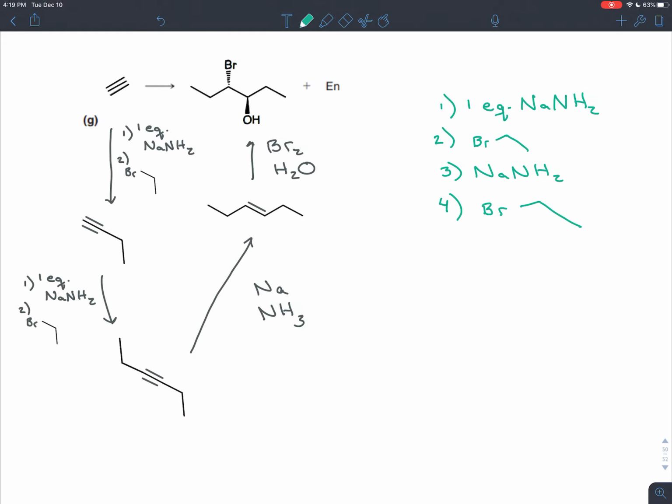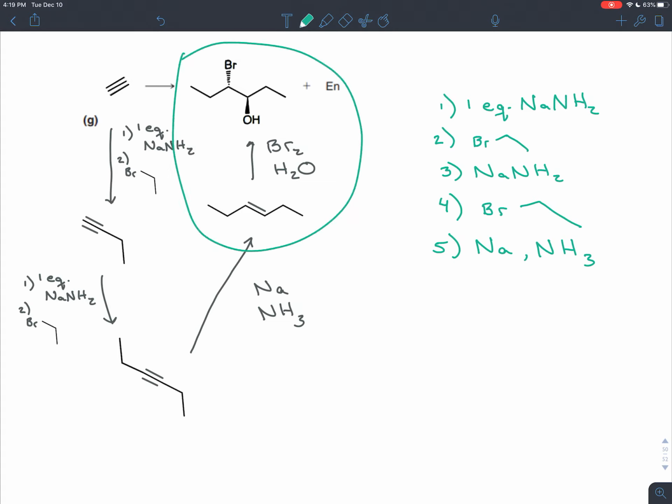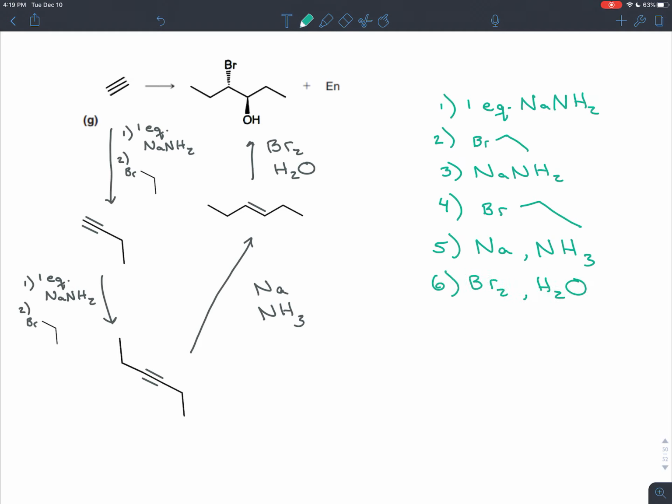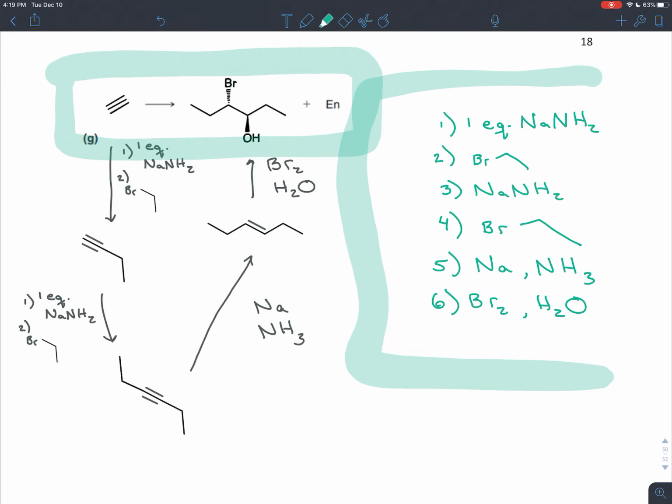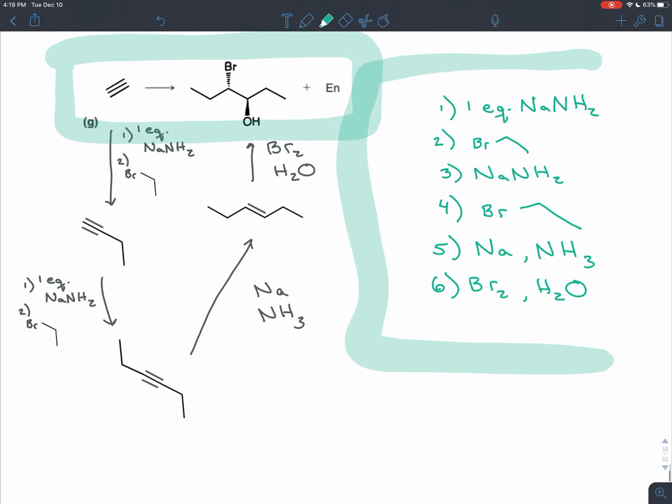We can turn that into the trans alkene by doing dissolving metal reduction, so solid sodium and liquid ammonia. And then once you have that, you can turn it into the halohydrin, a molecule that has a Br and an OH right next to each other, by adding Br2 and H2O. So this recipe would achieve this transformation.